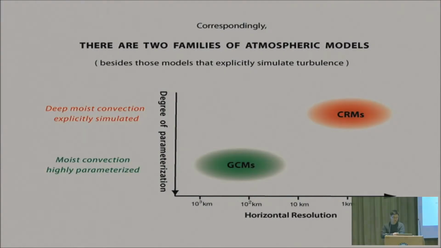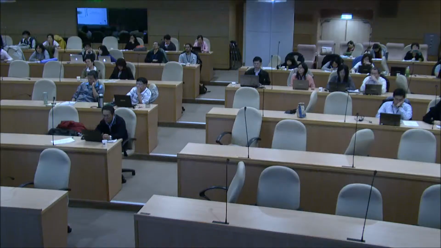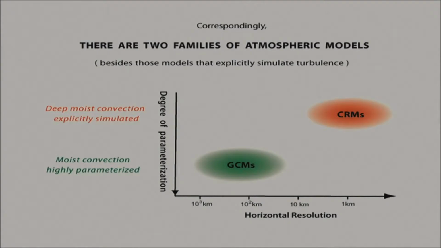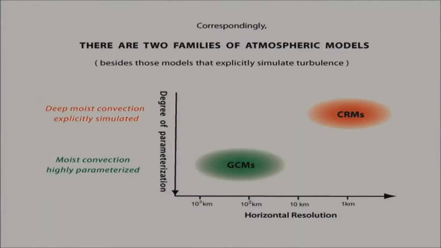And hence, we have two families of atmospheric models, separated by the horizontal resolution, as on the x-axis here, and the degree of parameterization here. You notice that the GCMs generally have a lower resolution and use highly parameterized moist convection. But in a cloud resolving model, deep moist convection is actually explicitly simulated.